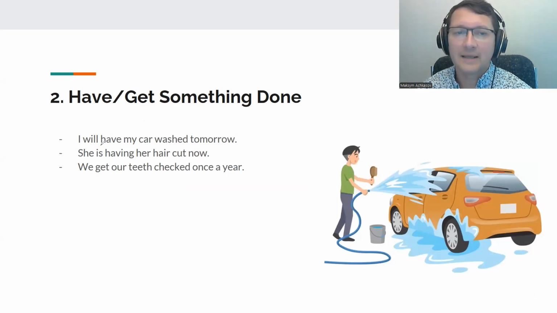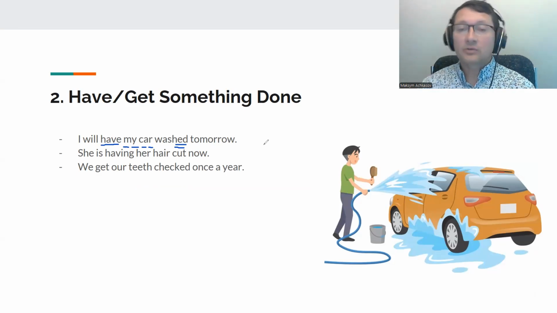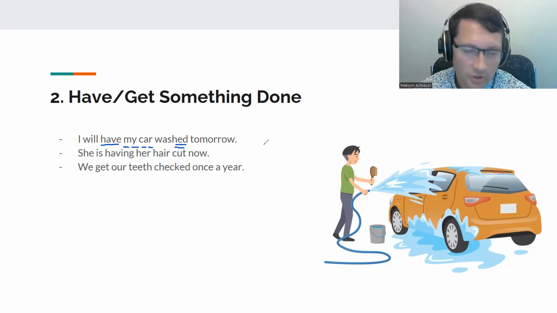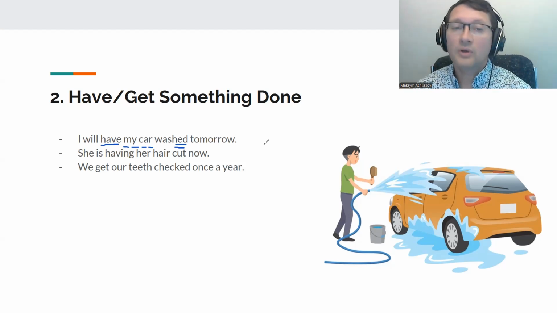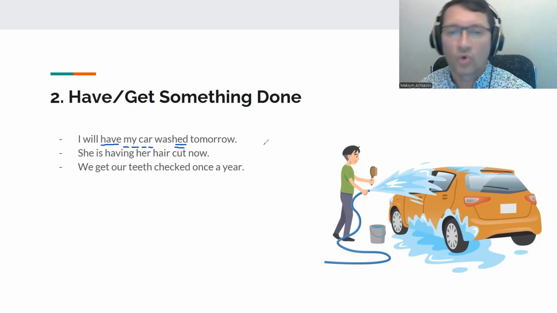Or I'll get my car washed tomorrow. So we have I have, then we have the object of the action, and then we have past participle again. I will have my car washed tomorrow. It will not necessarily be me who will be doing the actual wash, but I will take charge. I'll be responsible for cleaning or washing the car.